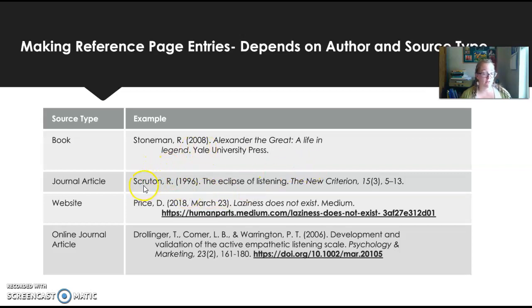A journal article, same thing: author first, the year, title, publication. The website, if you'll notice again, author, year, title, publication. So really, author, year, title, publication. That's the information you need, and it varies slightly by type of source, but the most important part is the author.